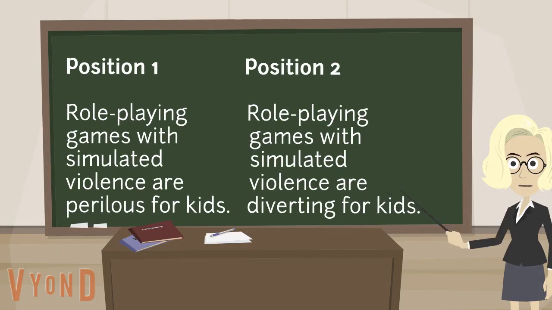Here are the positions. Position 1 is role-playing games with simulated violence are perilous for kids. In position 2, role-playing games with simulated violence are diverting for kids. Perilous means dangerous or harmful, but it would be up to you to define what that means, whether kids face physical peril or moral peril, or both. Diverting means entertaining or amusing, but again, it would be up to you to define what diverting means, whether it's just entertaining or motivating or something else.